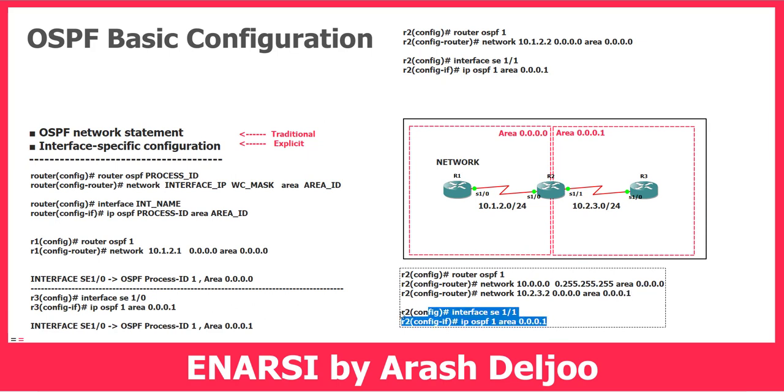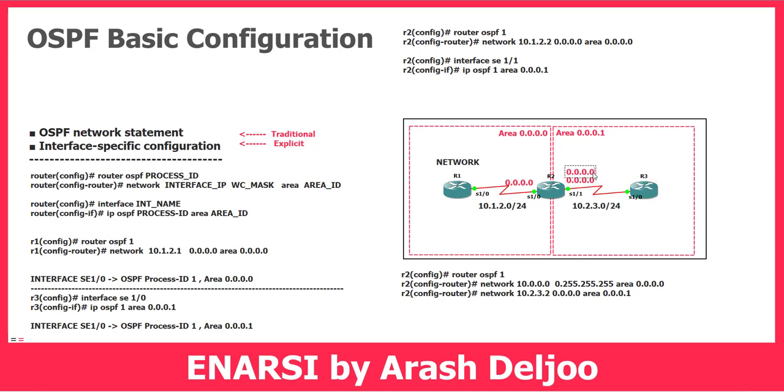What does it mean? Let me talk about it. Look at here, with the network 10.0.0.0 and the wildcard mask of 0.255.255.255 area 0, actually you are configuring all interfaces starting with 10 in the IP address in area 0. Okay, this is the first rule. After that, as you can see here, we have the second rule, network 10.2.3.2 0.0.0.0 area 1.